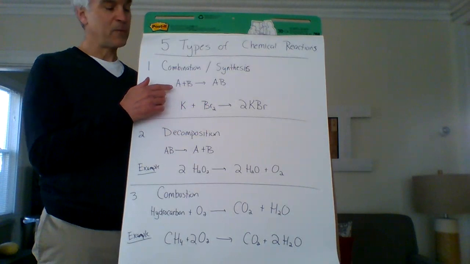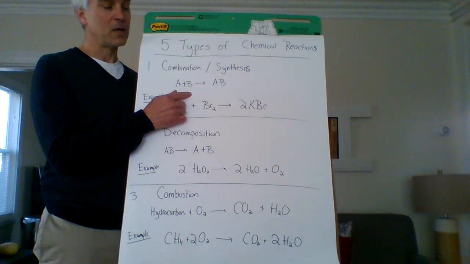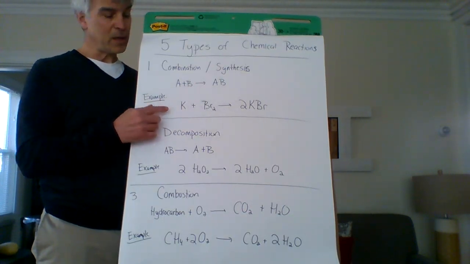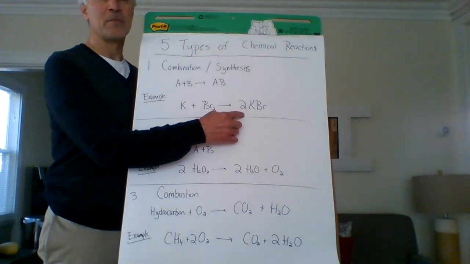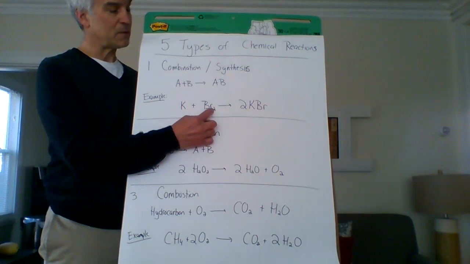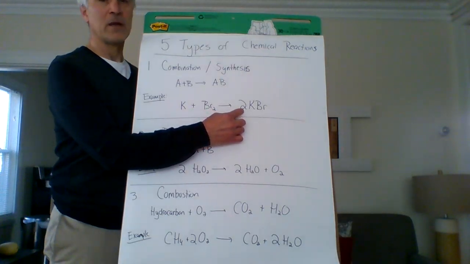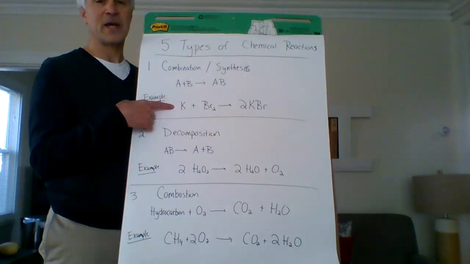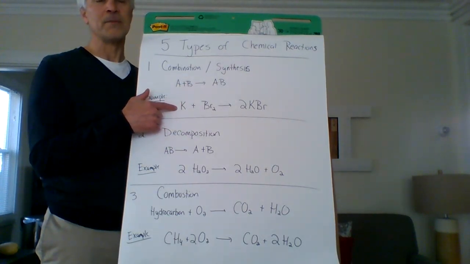So in other words, I put this generic formula here. Substance A combines with substance B to produce this new substance AB. And a real life example of that would be potassium plus bromine combining together to produce potassium bromide. And I already wrote the balanced equation. Because there's 2 bromines here, I had to put a 2 in front of the potassium bromide. But I just realized I should have put a 2 in front of this potassium as well. This is not balanced. There should be a 2 right here.